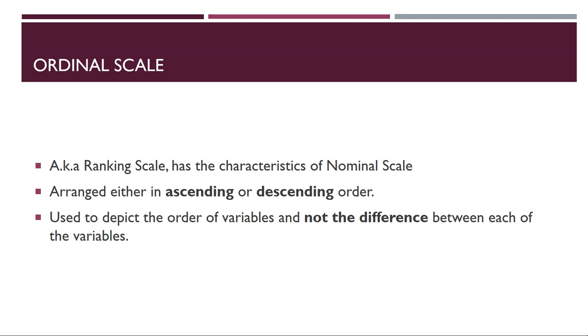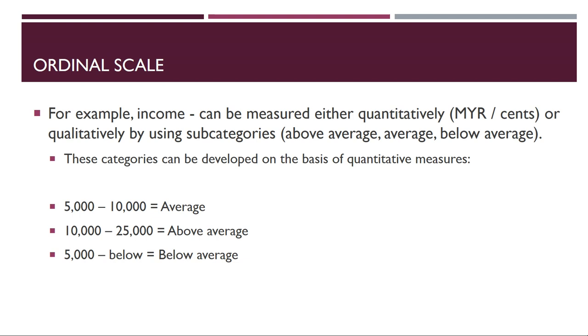And then we have ordinal scale. It also has the characteristics of nominal scale. It is arranged either in ascending or descending order. For example, income can be measured either quantitatively or qualitatively by using subcategories like above average, average, and below average. Here you can also group them according to subcategories in order of the magnitude of the property. Maybe you want to start from below average to above average. You want to subcategorize them accordingly.